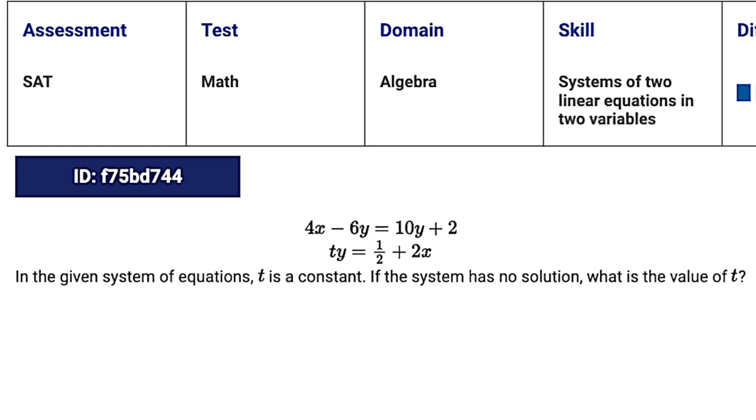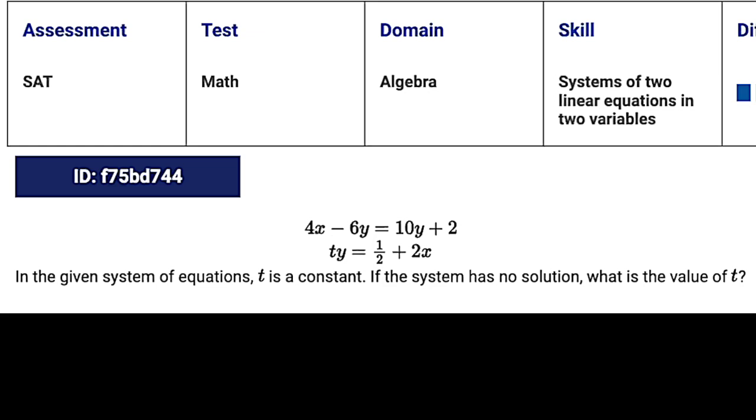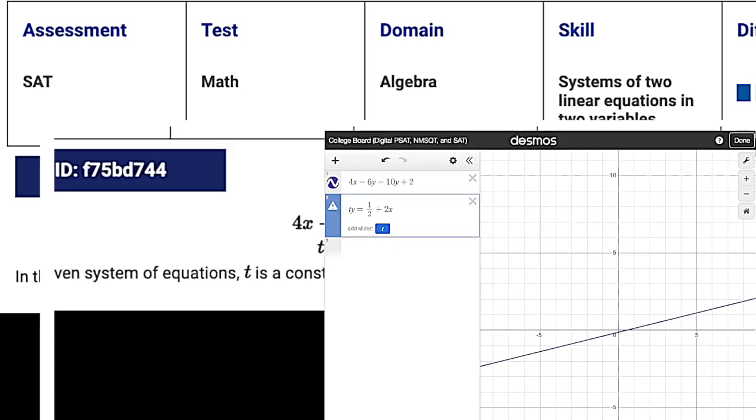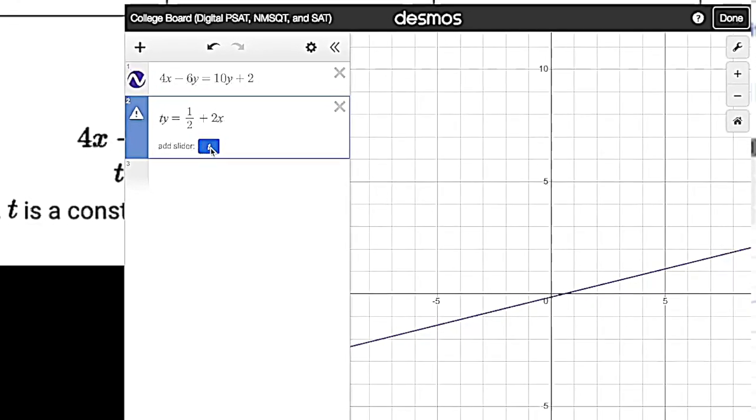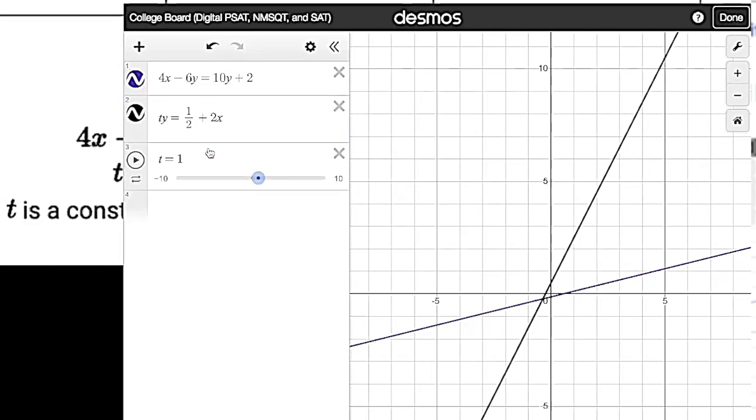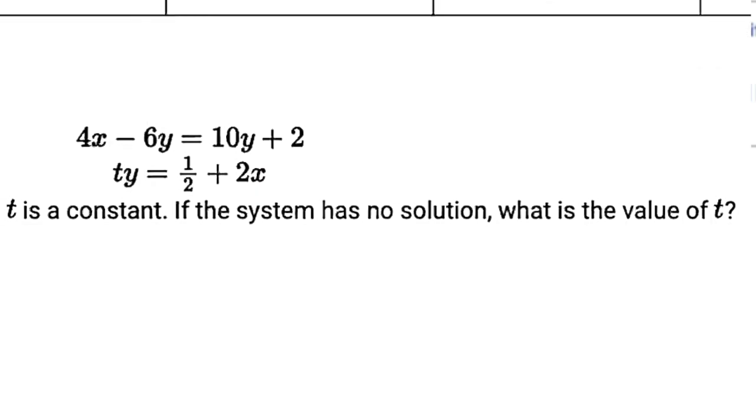Now, I don't think Desmos is the fastest way to solve this one, but let me show you how that would work real quick. Basically, we put both equations into Desmos, which I've done here, and because there's a constant involved, we're going to have to add a slider. So you click this little button that says Add Slider. And then what the slider is going to do is allow us to change the value of t. And the question is asking, what is the value of t?